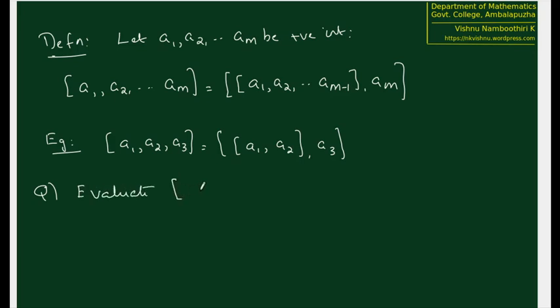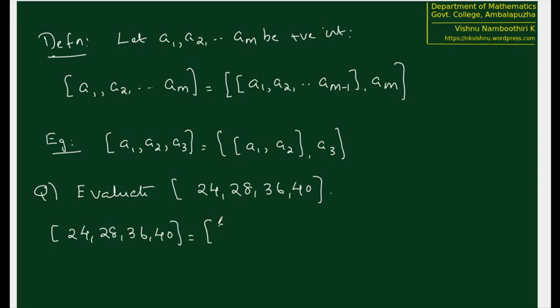Evaluate the LCM of these four integers: 24, 28, 36, 40. According to what we have written here, the LCM of 24, 28, 36, 40 is equal to the LCM of 24, 28, 36 and then 40.